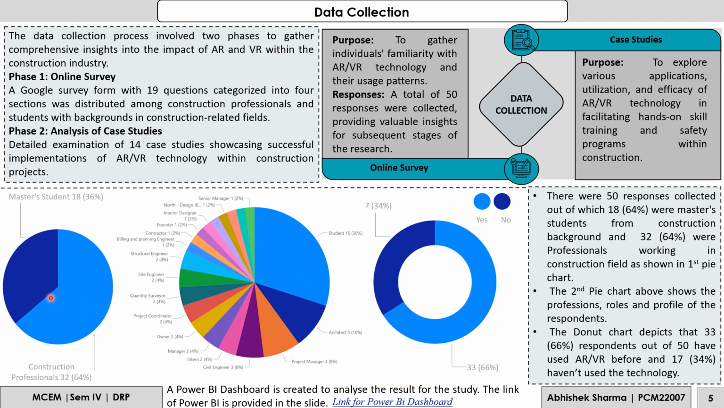So this graph shows the results. First, this pie chart demonstrates that there were 50 responses, out of which 36% were students from a master's background and 32 were construction professionals.